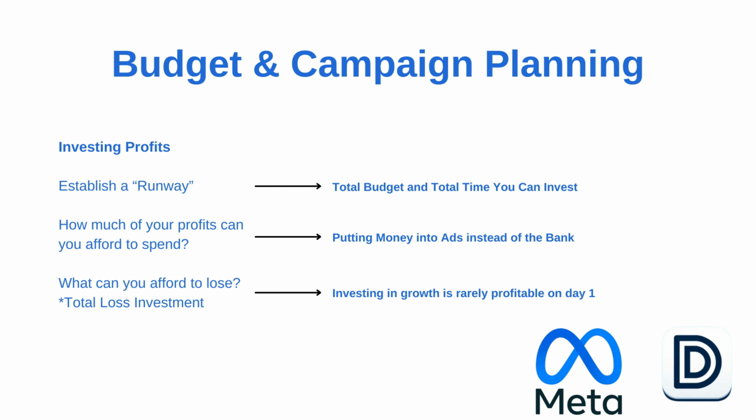Now, another way of looking at this is how much of your profits can you afford to spend putting money into ads instead of the bank. If my business is making on average $250 profit per day, could I invest 20% of that into ads to try to see if I can grow that number? If I'm investing $50 of my $250 into Meta ads, then I'm not actually really losing money, I'm just investing in potential.